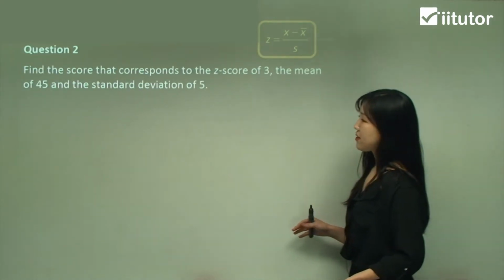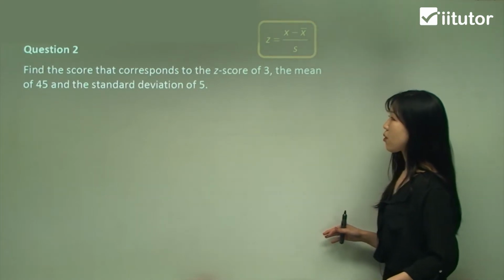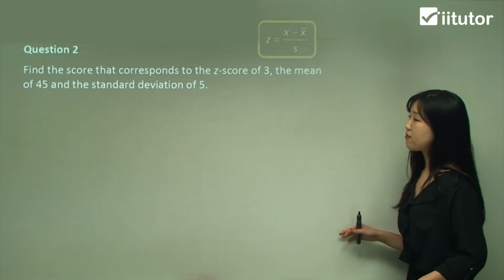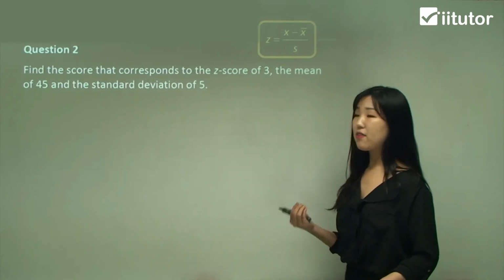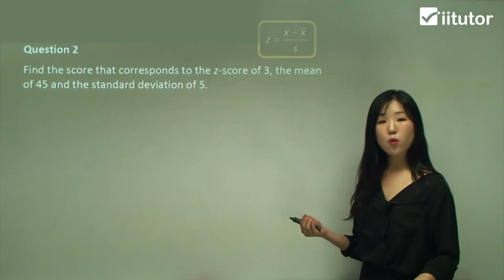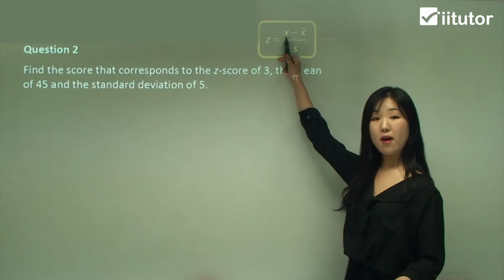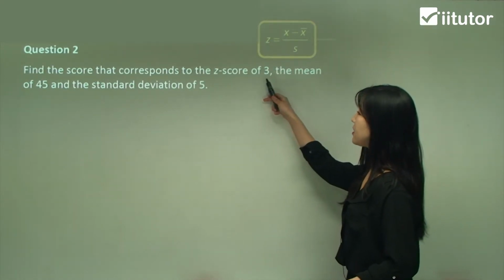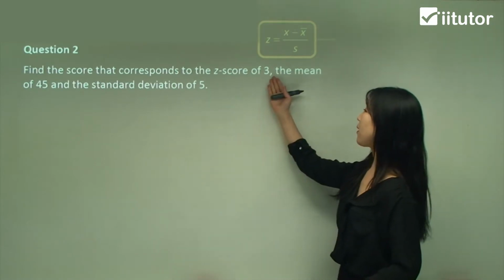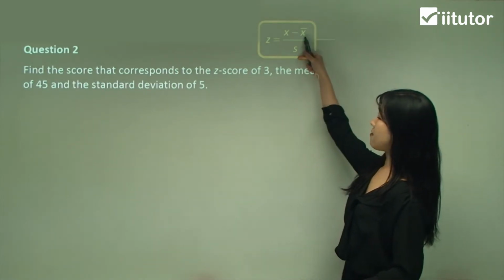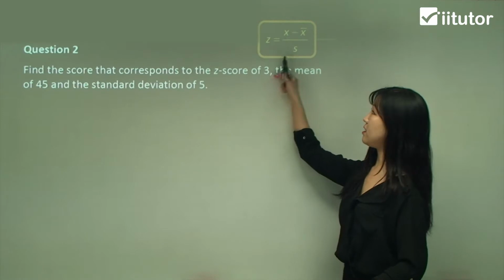Now question 2, it says find the score that corresponds to the z-score of 3, the mean of 45 and the standard deviation of 5. So it says find the score. So we don't know what the score is. We don't know what x is. Remember how x is a score? And it tells us that the z-score is 3. So this time they actually give you the z-score. It's 3. The mean is 45, that's what we'll put there, and the standard deviation is 5.